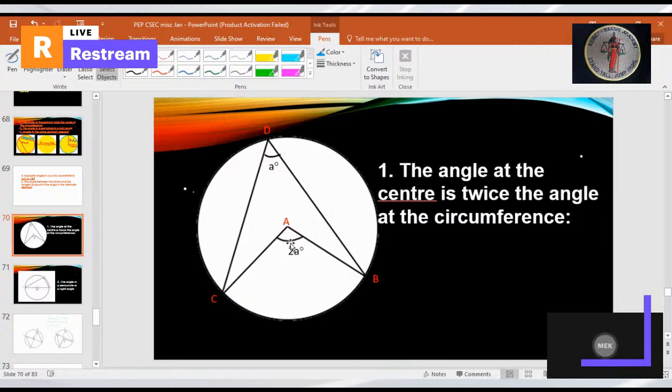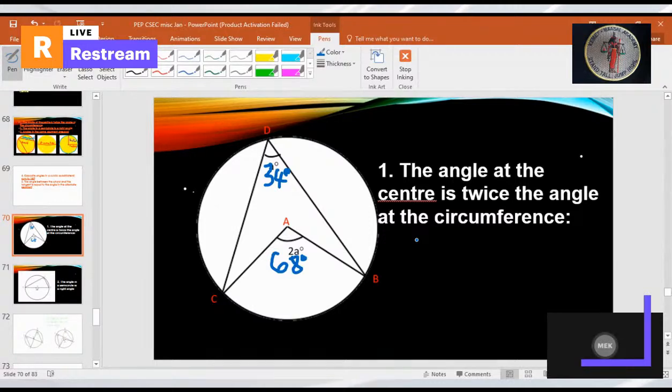So the angle that starts at the center and the angle that starts at the circumference, they need to meet each other at another section of the circumference. So what they're saying is that if this here, let's say that angle was 34 degrees, this one would be 2 times that. So this one would be 68 degrees.